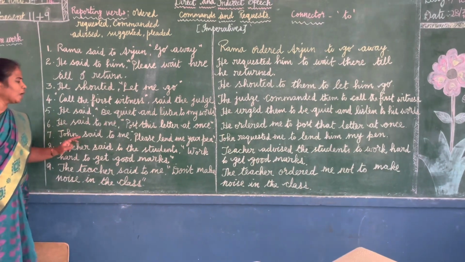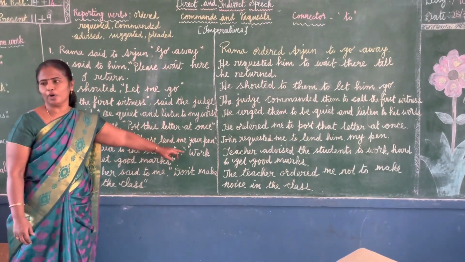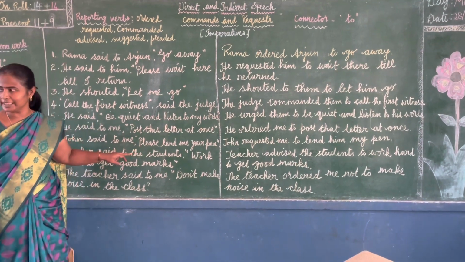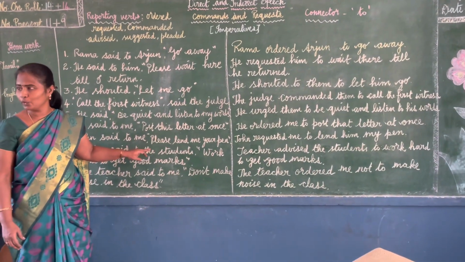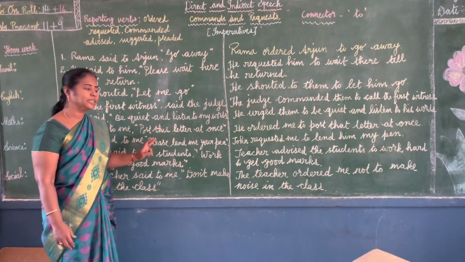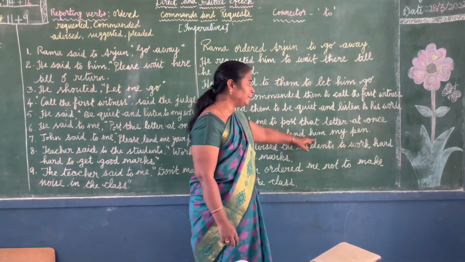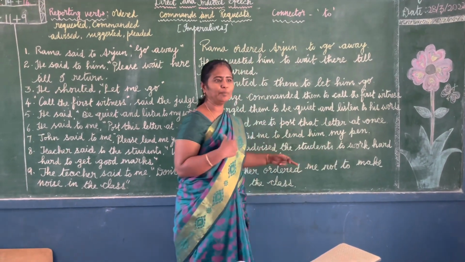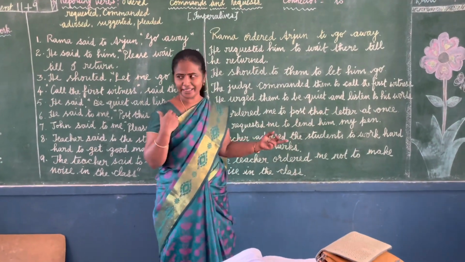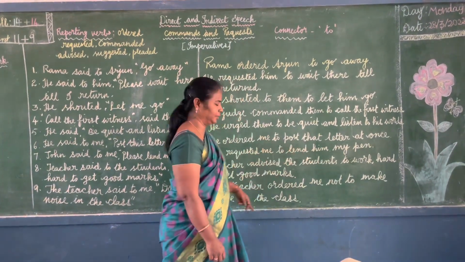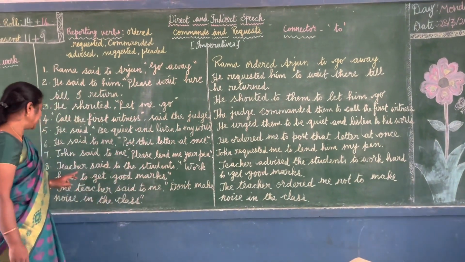See the next. John said to me, please lend me your pen. So what type of sentence is this? It is a request. So John requested me to lend him my pen. Okay, "lend me your pen", he said, no. So we are writing this as to lend him my pen. Okay, see the next sentence.